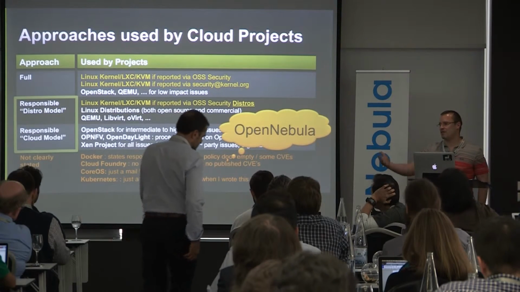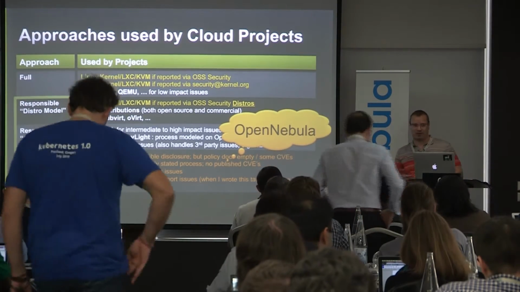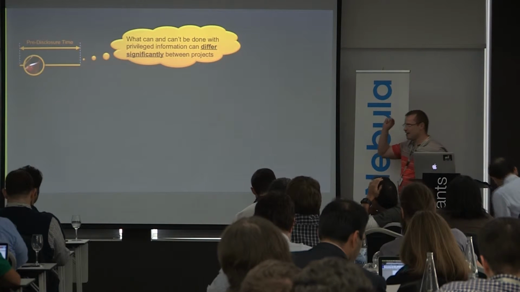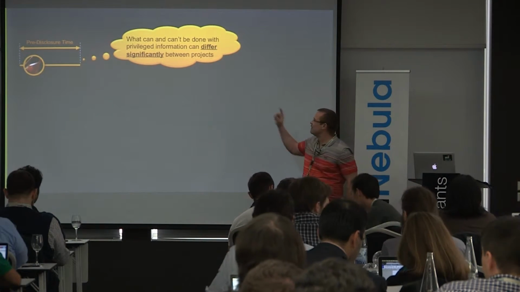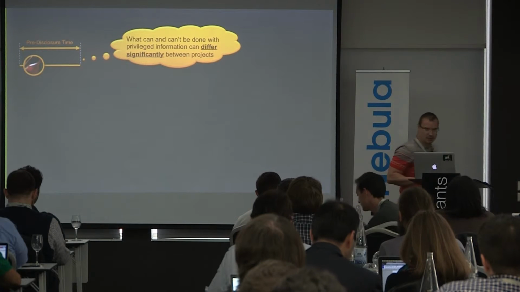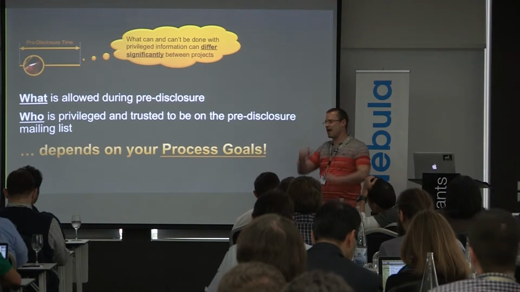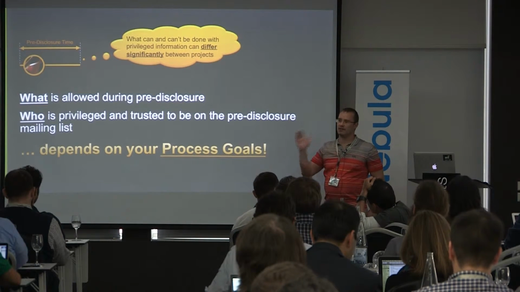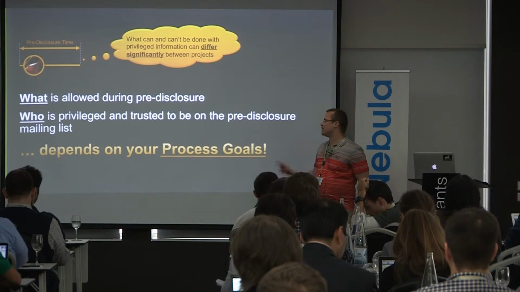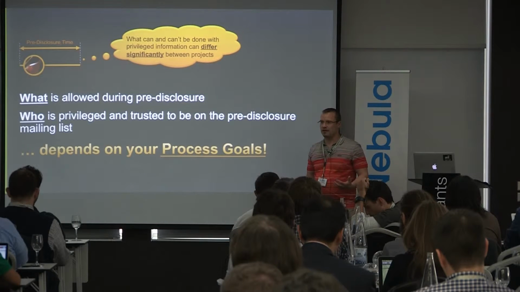Now, I made up these terms because there's no real language today which allows you to describe those different models. So remember, I asked you to hold in your mind the idea that different things can happen during this pre-disclosure period. And really, the two main dimensions where this happens are what can you do with the information which gets shared with you, and who are the people who get that information. And those two things very much depend on what do you want to get out of this process? What are your goals?